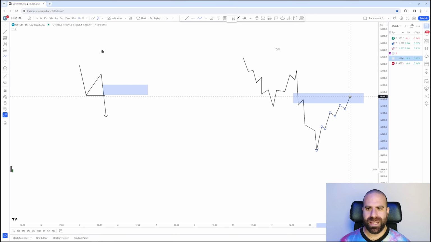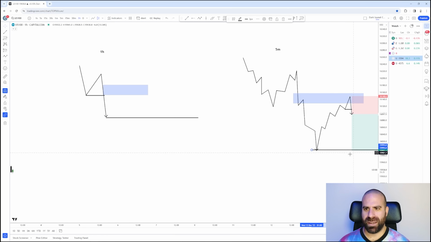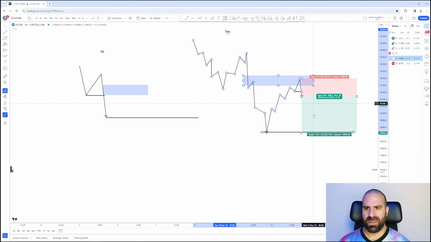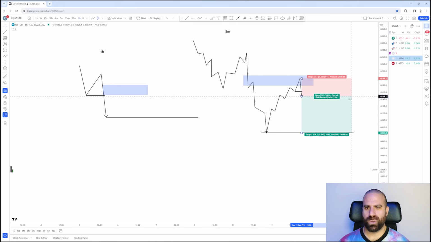One of the ways is when you see the impulsive change of character, or generally speaking the change of character on the 5-minute, you can enter instantly with a market execution. Stop loss right above the high and take profit is this low from the hourly, which is the exact same place right here. And I will take this thing and I will move it a little bit to the left so it is easier to see.